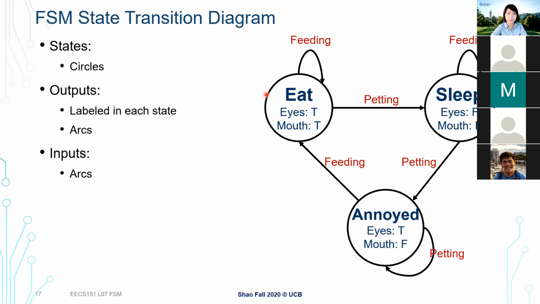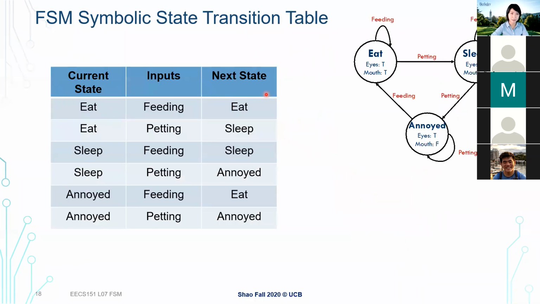After we have this state transition diagram, the next step is turning this into a table, basically a truth table. We talked about how we can use a truth table to represent any circuit, right? So we also need to turn this into a truth table so that we can see how the input changes our state. Here we call this a symbolic state transition table. We'll see why we call it symbolic in a minute.